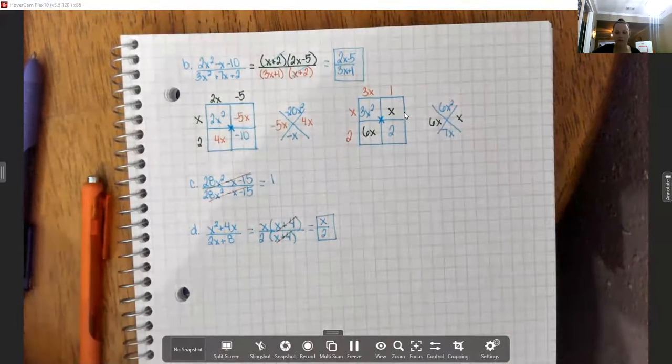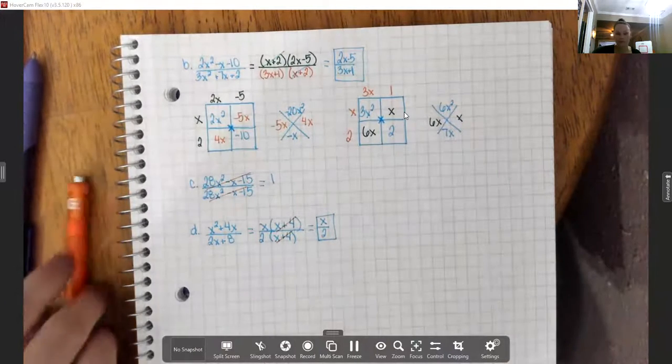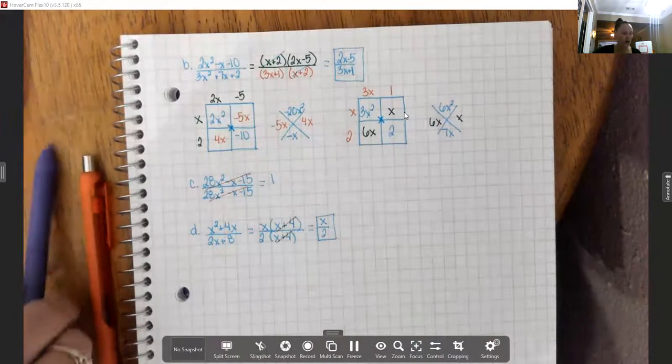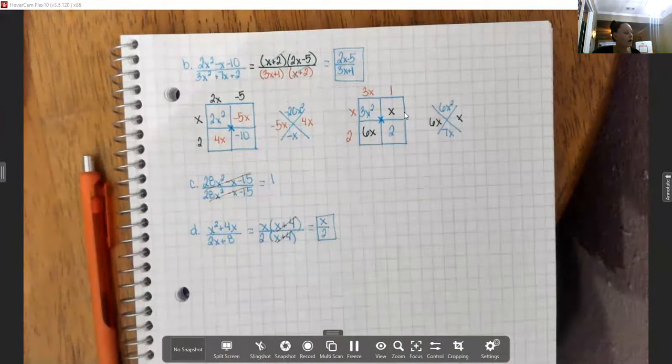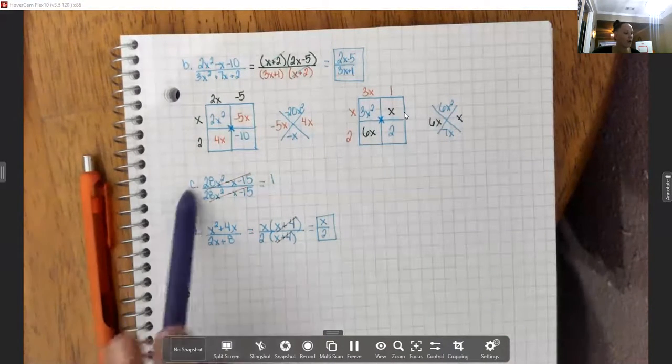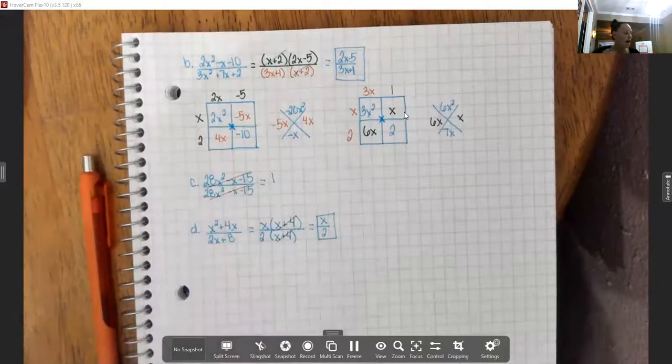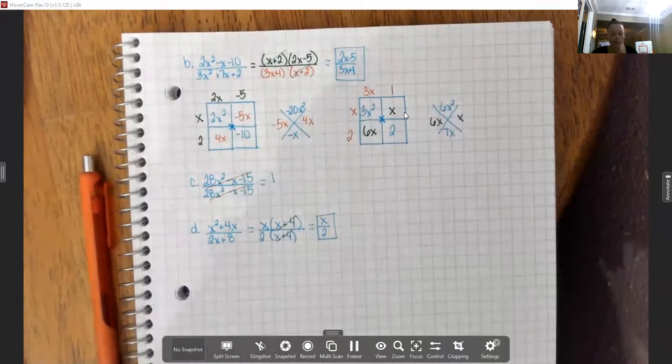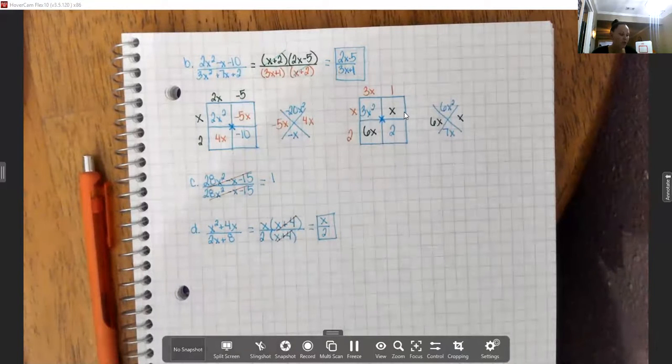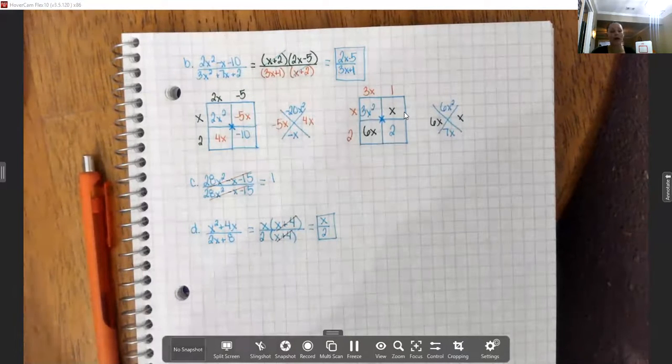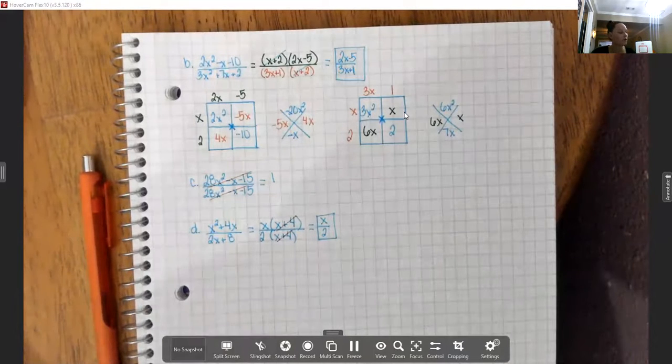All right, any questions? If you have questions, please stick around. On your homework tonight, yes, you are doing some of this. So on your first homework problem, number 7, you have to factor. So if you don't remember how to factor and want to stick around, I can go over that with you.